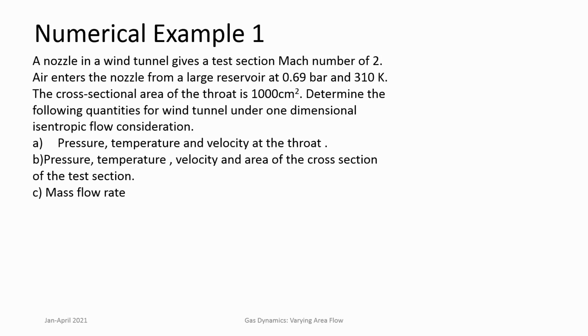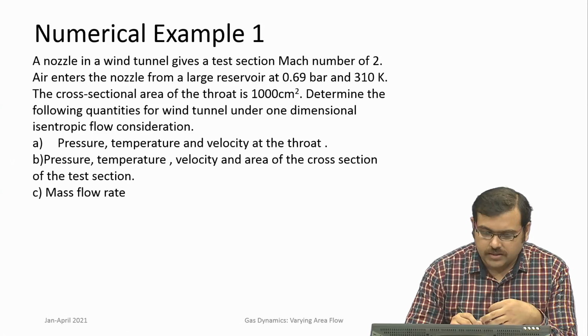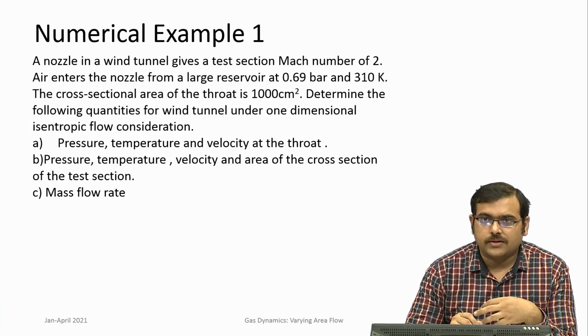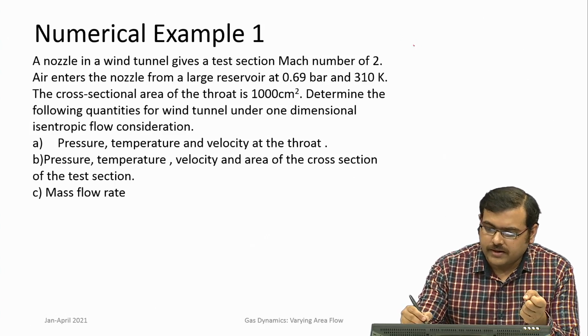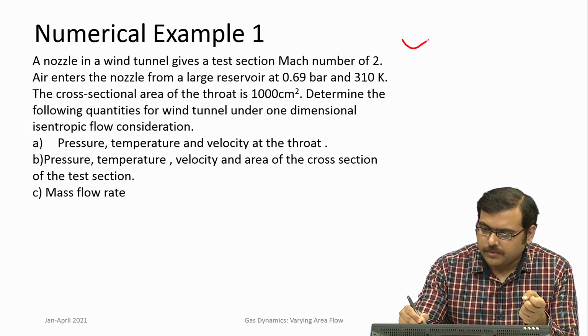Determine following quantities for wind tunnel under one dimensional isentropic flow consideration, that is quasi 1D flow: pressure, temperature, velocity at throat; pressure, temperature, velocity and area of cross section at the test section; and mass flow rate. So, this is direct application of varying area duct principles. So, what is known is throat area is given. So, this is a nozzle problem.